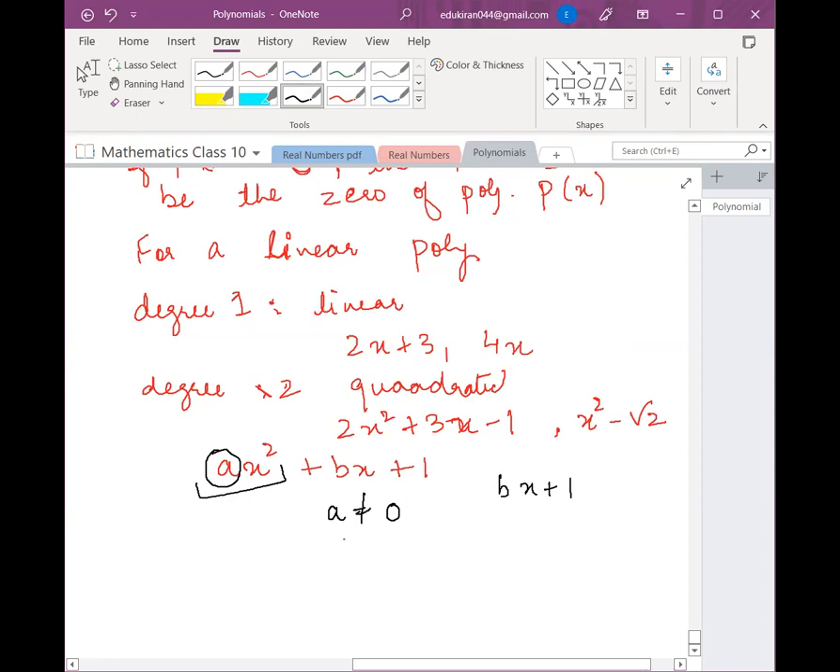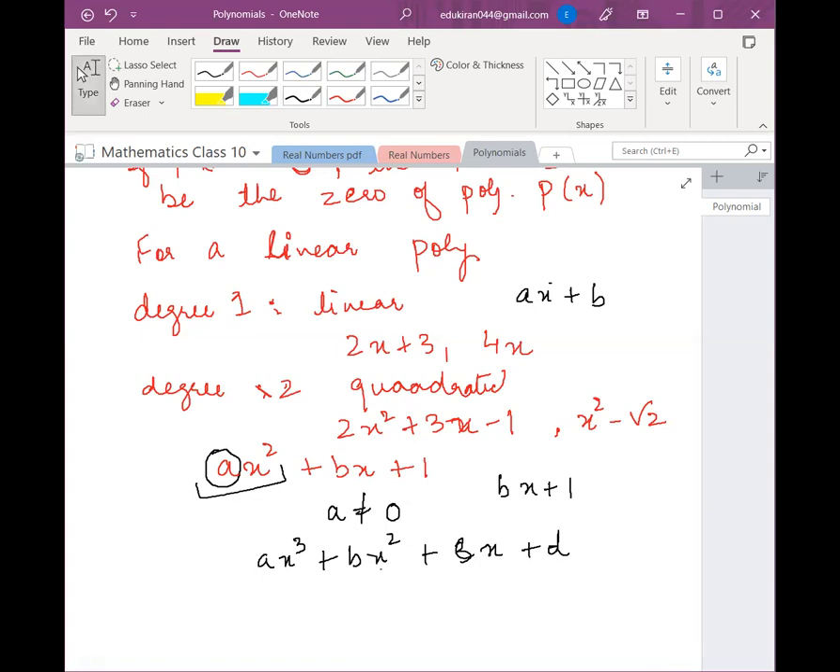So a can never be 0, for all of them, like linear and quadratic and cubic. A should not be equal to 0, for everything. Similarly here also, it is of the form ax plus b. So a cannot be 0, because if a is 0, you will only be left with a constant. Similarly for a cubic one, the first term cannot be 0, right? A cubic is of the form ax cube plus bx square plus cx plus d. So the first coefficient cannot be 0.